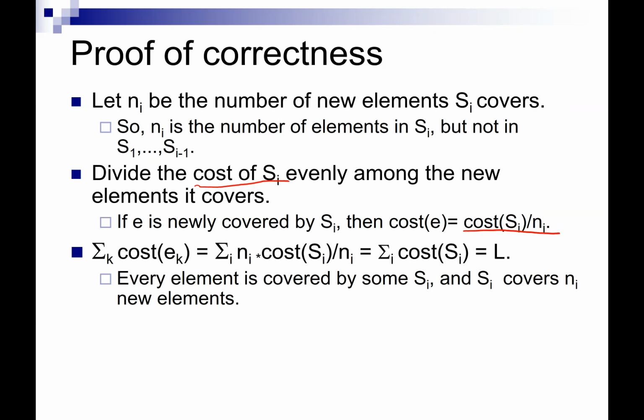Okay, now we have this expression over here. Suppose you define the cost of an element in this way: it's the cost of the set which first covered that element divided by the number of new elements that the set covered. That's how you define this cost of E. And suppose you add up the cost of all of these elements, for k equals 1 up to n.